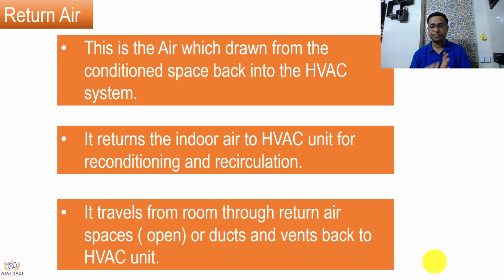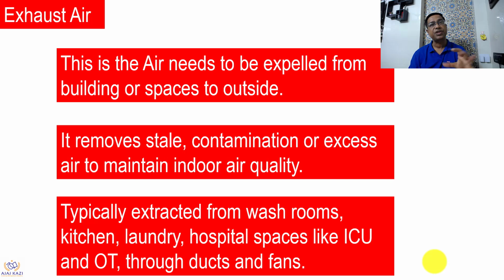Hope it is clear. The next one is exhaust air. This is the air which is expelled from the building spaces and sent back to the atmosphere, outside. It is generally done to remove stale air and contamination to maintain the indoor air quality. When you talk about an area where there are a lot of people, we will have to have more oxygen coming in, because when people exhale, they exhale carbon dioxide. So the air quality deteriorates. To dilute that, we have to get supply air.